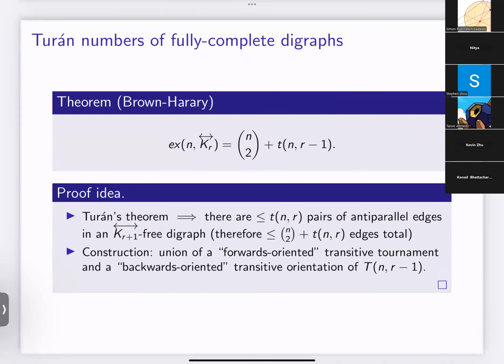Yeah. And this construction is exactly the one that I described earlier, which is we have this base transitive tournament, and on top of that, we put a Turán graph that solves the undirected Turán problem for a clique on our vertices.